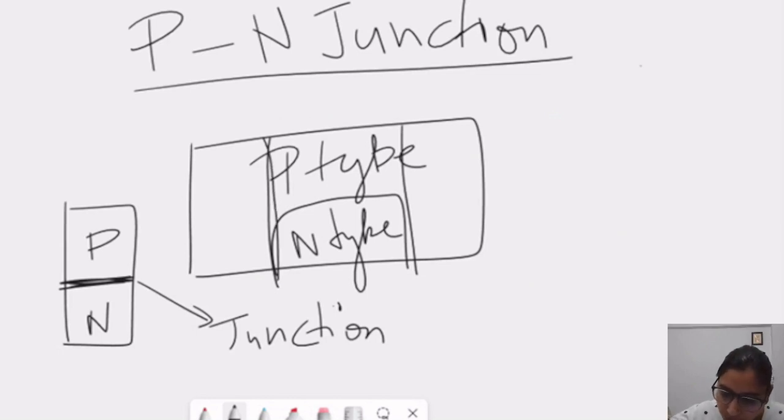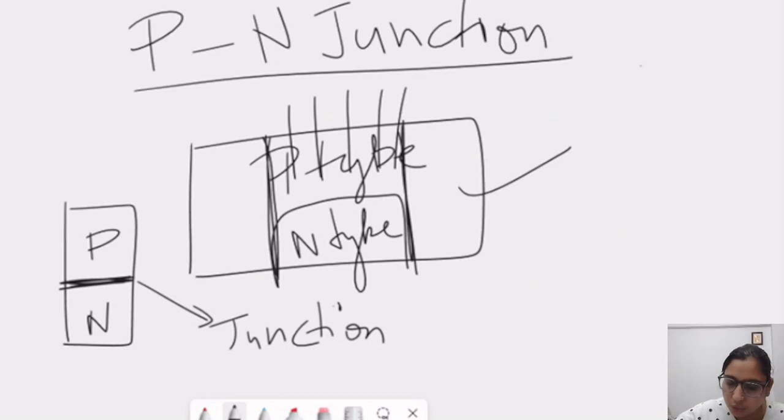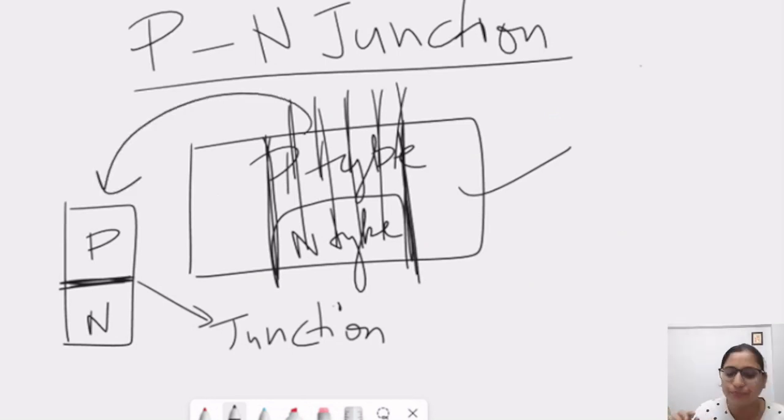Now, from this particular material, we can cut so many PN junctions. If this is a very big plate and I am doping it with P type or N type, I am creating so many PN junctions from this plate. So, this is one part of that. Now let us discuss the working principle of this PN junction in detail.